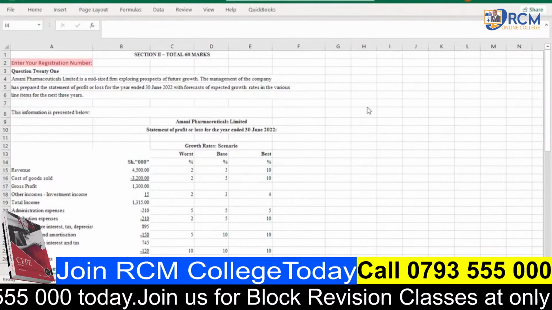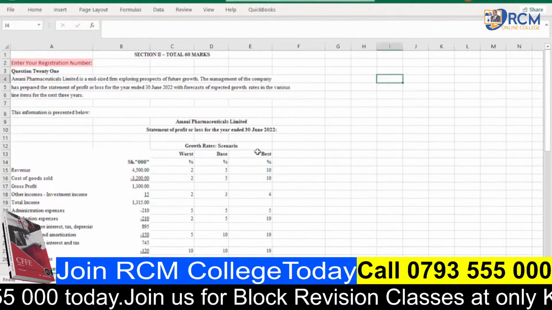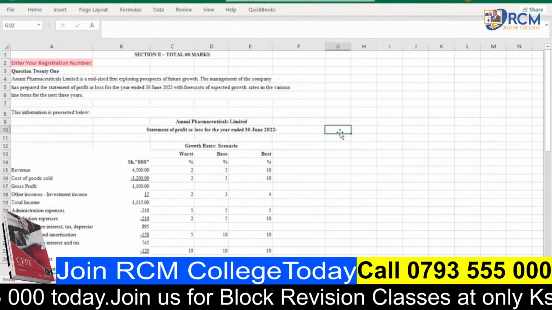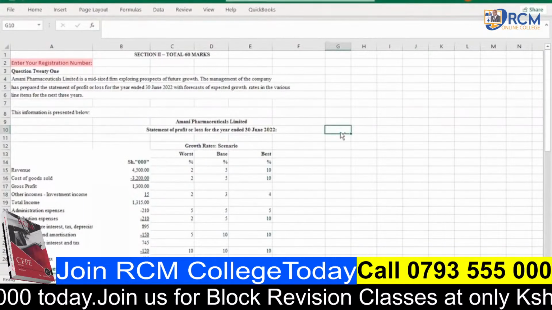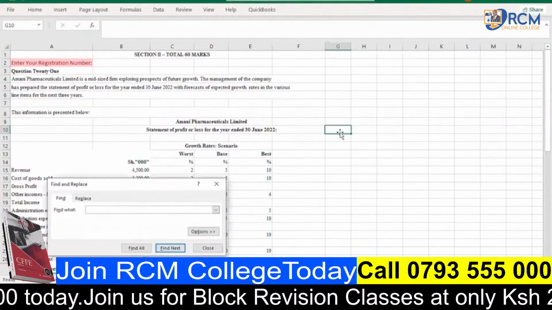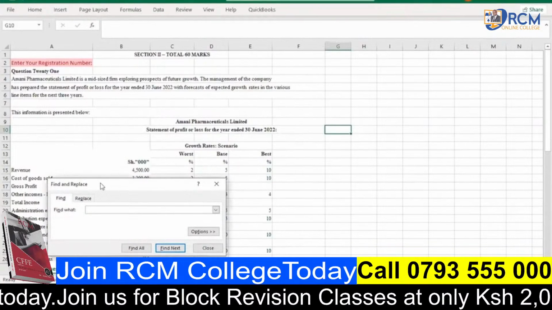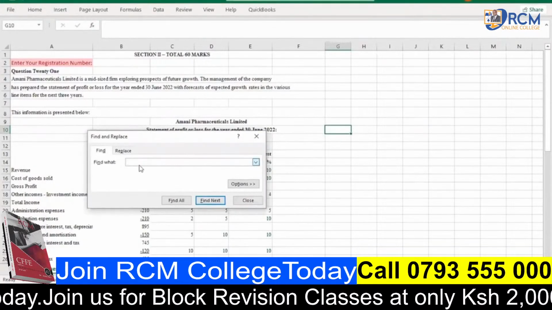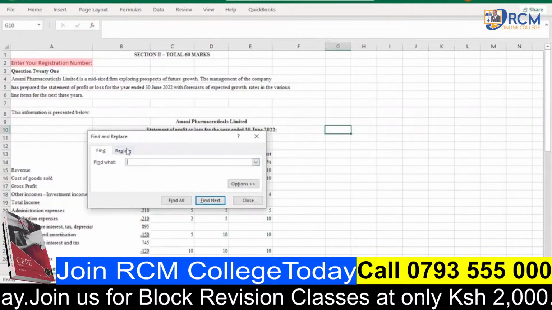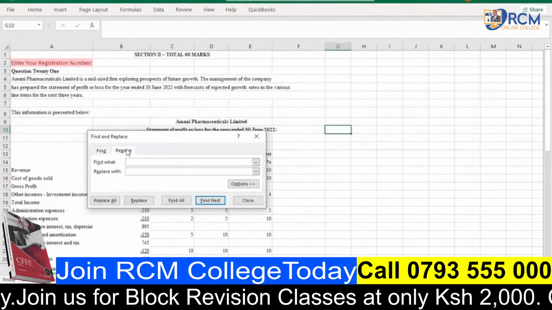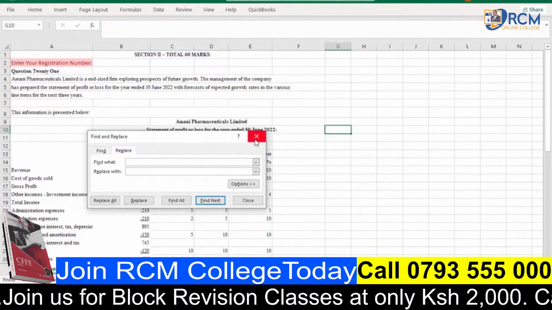So just ask yourself, how am I going to paste? Control F is basically finding. You want to find an information. You can see the moment you press Control F, this one here pops up. What do you want to find? And on this other side, what do you want to replace? So that one is automatically out.